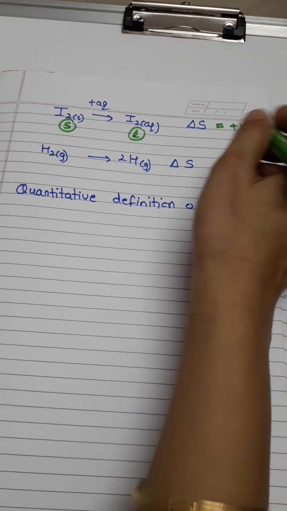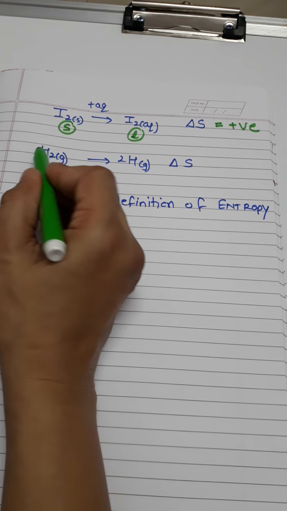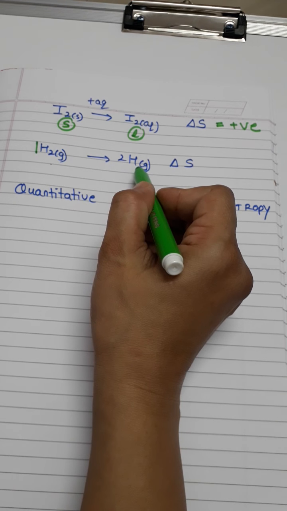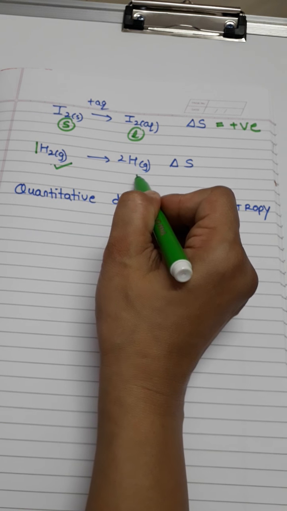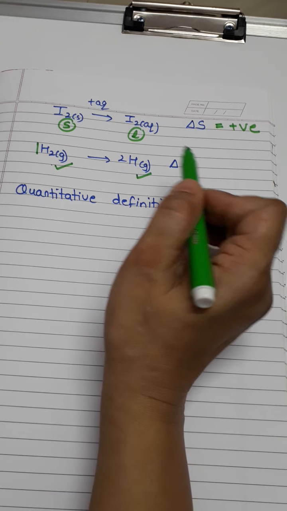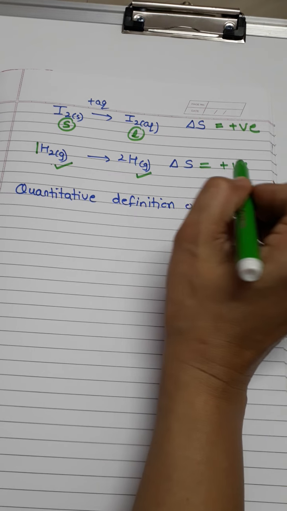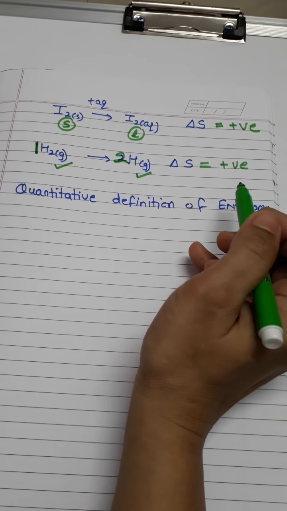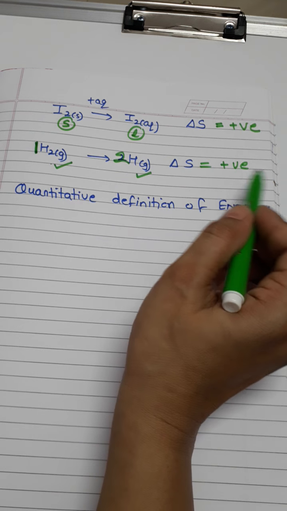so it is positive. In the second case, one hydrogen molecule got converted to 2 atoms of hydrogen. Even though the gaseous state is there in the reactant and also in the product, we would still say that entropy has increased because earlier it was 1, now it is 2. So quantity wise, the randomness has increased.